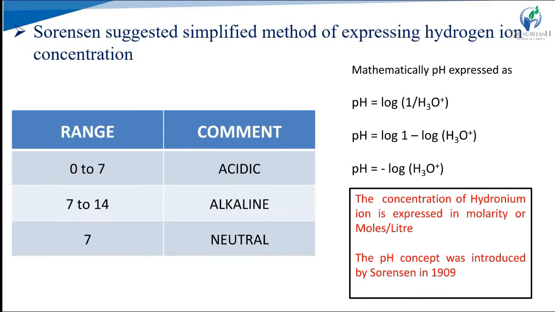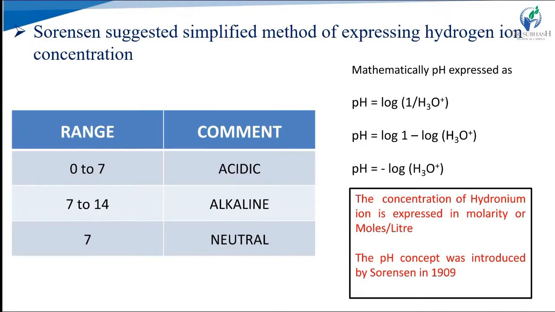So for acidic solution, we have to see the range that is given. Acidic solutions have a higher relative number of hydrogen ions, as compared to alkaline or basic solutions, which have a higher relative number of OH, hydroxide ions. So that is the difference between acidic and alkaline.